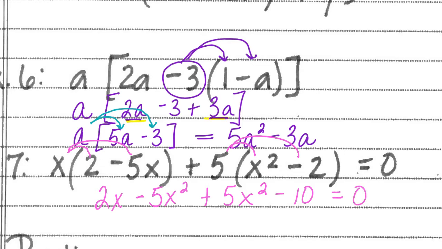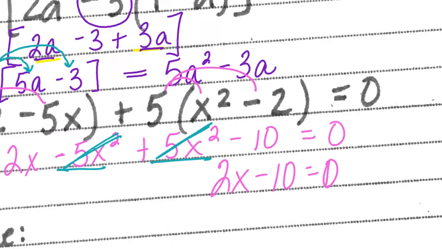Now the lovely thing about Algebra 1 is so far we haven't learned how to solve equations with x squares. So if this isn't happening yet, because we haven't been there yet, they should cancel out. So notice the negative 5x squared and the positive 5x squared cancel out. So we end up with just 2x minus 10 equals 0.